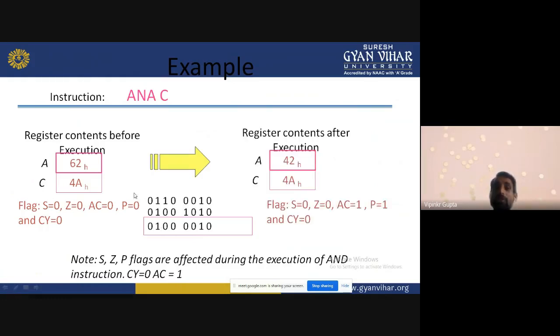So what is the result? We are converting this into the hexadecimal number. So 0100 it's equivalent to 4, and 0010 it's equivalent to 2. And C value we are not changing. So sign flag is 0, zero flag is 0, auxiliary carry always 1, and parity flag, number of ones it's 2, so it's 1. Carry flag is always 0, so it's 0.